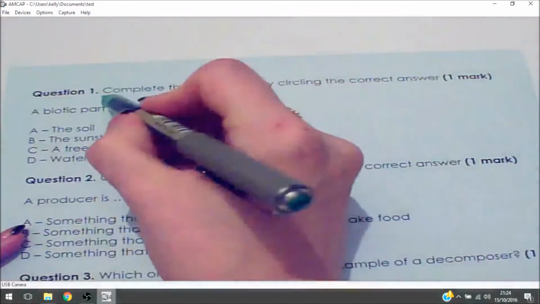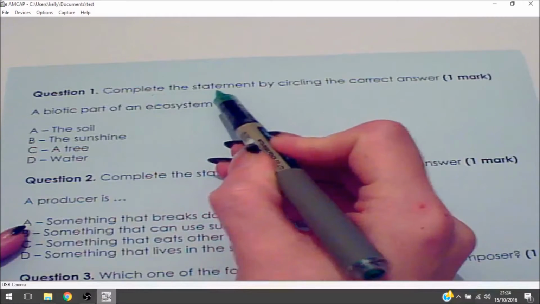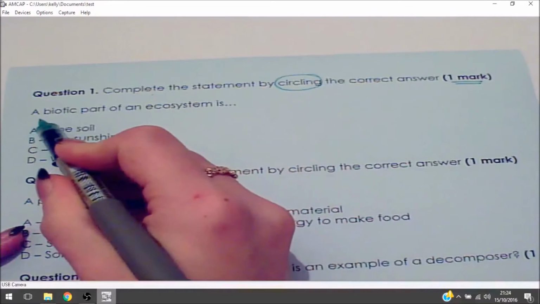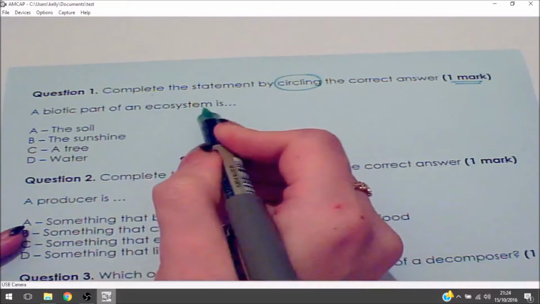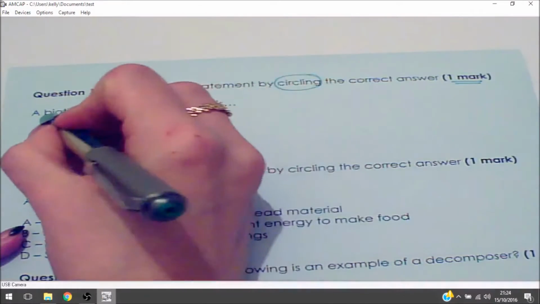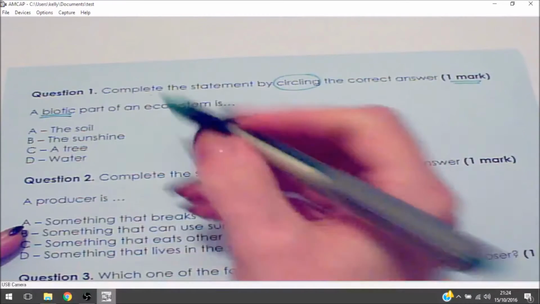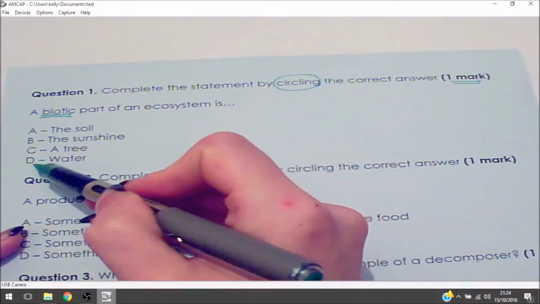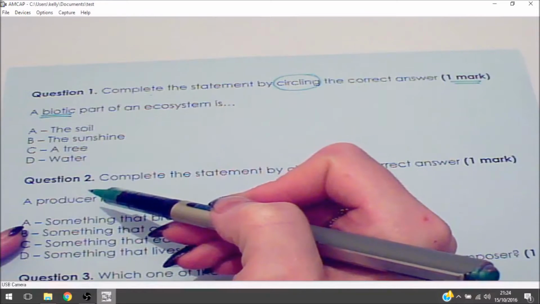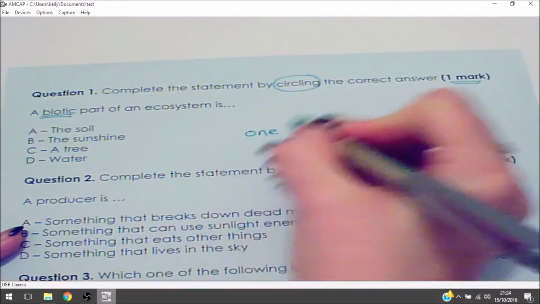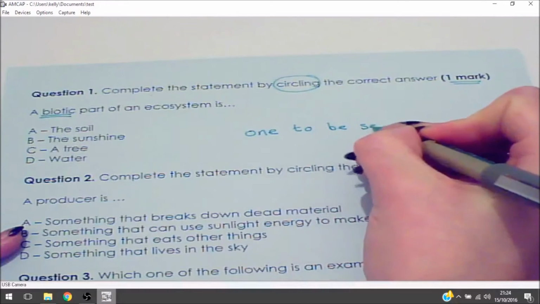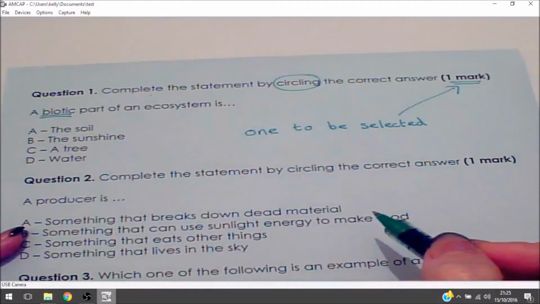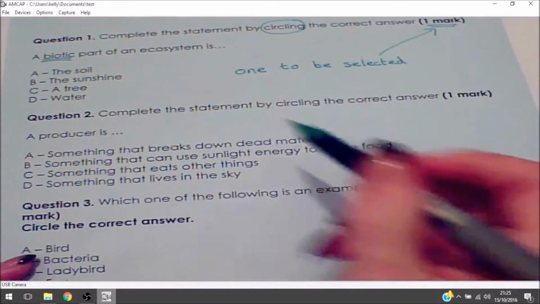So if we look at the first question, question 1, complete the statement by circling the correct answer, and this is worth 1 mark. So a biotic part of an ecosystem is. Now it's asking you here to show your understanding. So the key word in this question is biotic. So these are your choices. So you've got option A, the soil, option B, the sunshine, or option C, a tree, or option D, water. So you can only select one, and that is because it is worth 1 mark. So circle that answer.